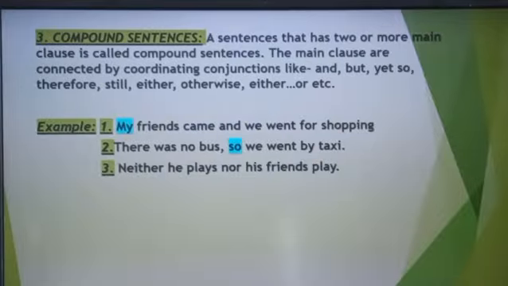The third type of sentence is a compound sentence. A sentence that has two or more main clauses is called a compound sentence. The main clauses are connected by coordinating conjunctions like and, but, yet, so, therefore, still, either, otherwise, or, etc. Example: my friend came and we went for shopping. There was no bus, so we went by taxi. Neither he plays nor his friends play.